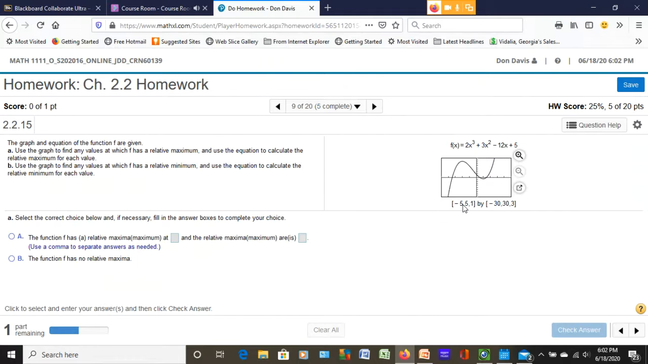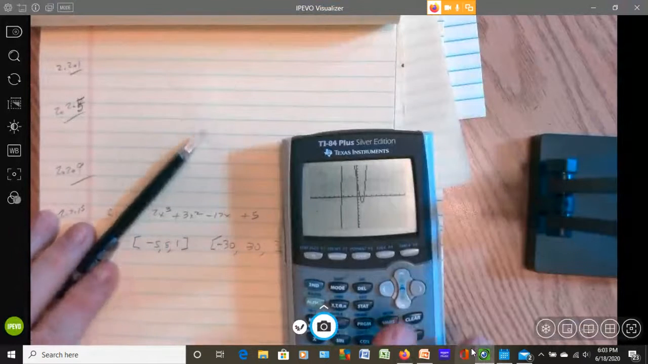See, now they tell me the window they were using. They're going to go from minus 5 to 5 on X, and they're going to change by 1. And on Y, they're going to go from minus 30 to plus 30, and they're going to change by 3. Wasn't that nice of them to tell us that? Now we can fix it.